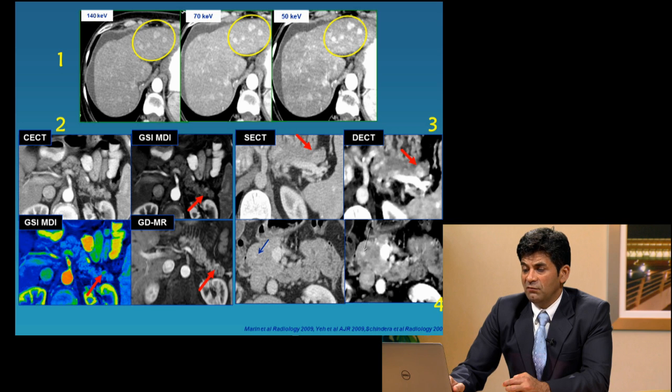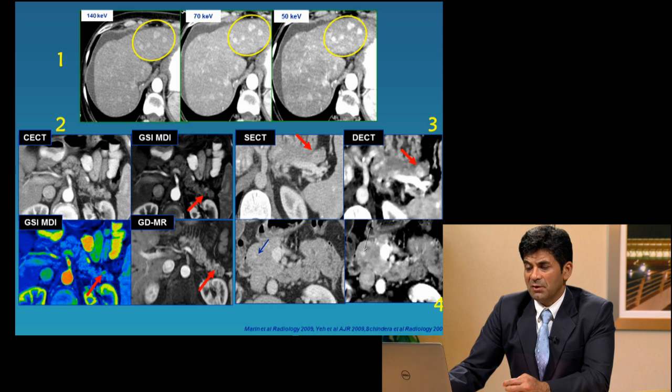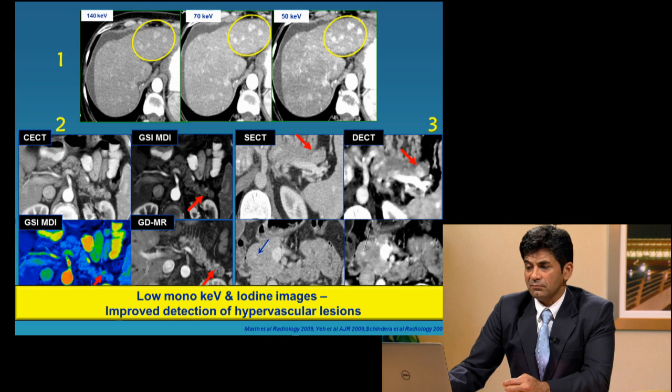Here, another patient with a lesion in the tail of the pancreas on number 2. I'm showing you the color overlay and the grayscale images of a small 5 millimeter neuroendocrine tumor in the tail. And number 3 on the right images, one notices there is a neuroendocrine tumor in the tail, better seen on the monochromatic images and iodine images. And in addition, there is a small lesion in the head of the pancreas, which is difficult to appreciate on a single energy, but one can reliably see on the processed dual energy images.